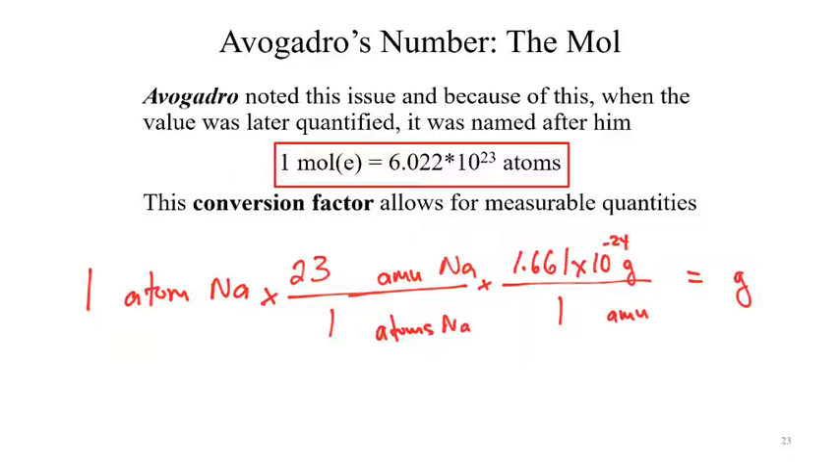We end up coming up with a gram value that is astronomically tiny in size, because you're doing 23 times 1.661 times 10 to the minus 24. So an incredibly small number. The more relevant spin on this is to say, well, if I'm going to run an experiment with sodium, I cannot realistically do an experiment with a single atom. So this is not realistic.